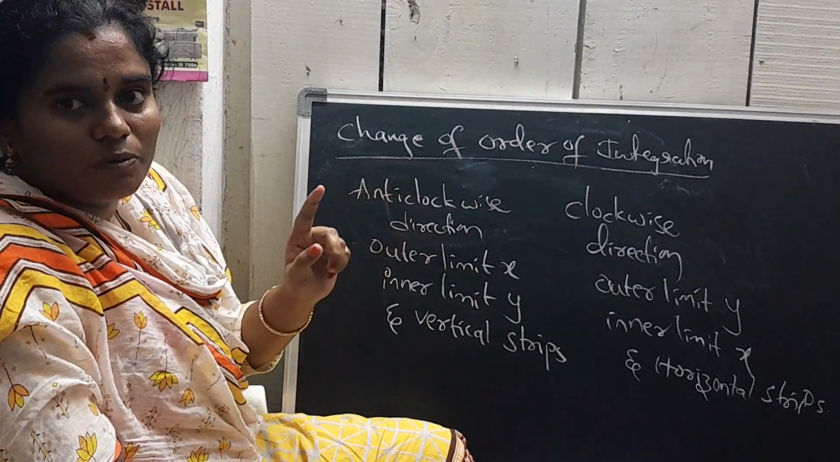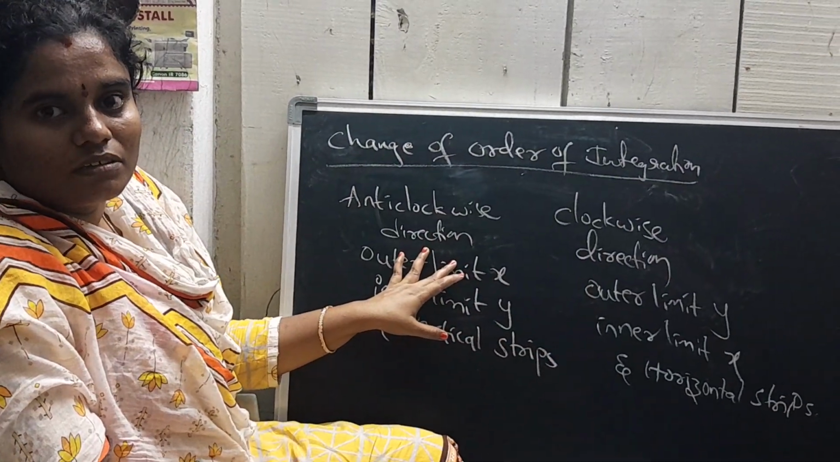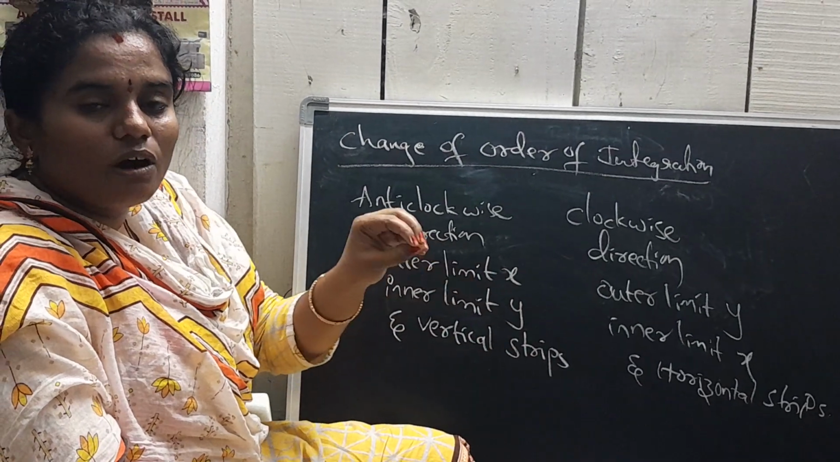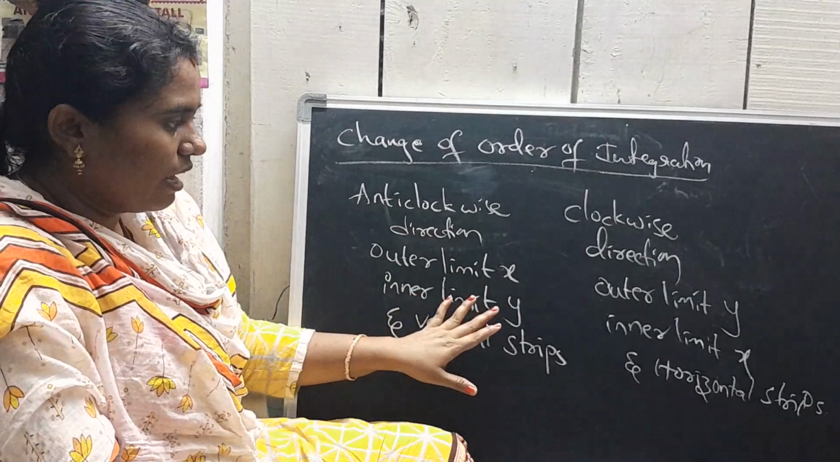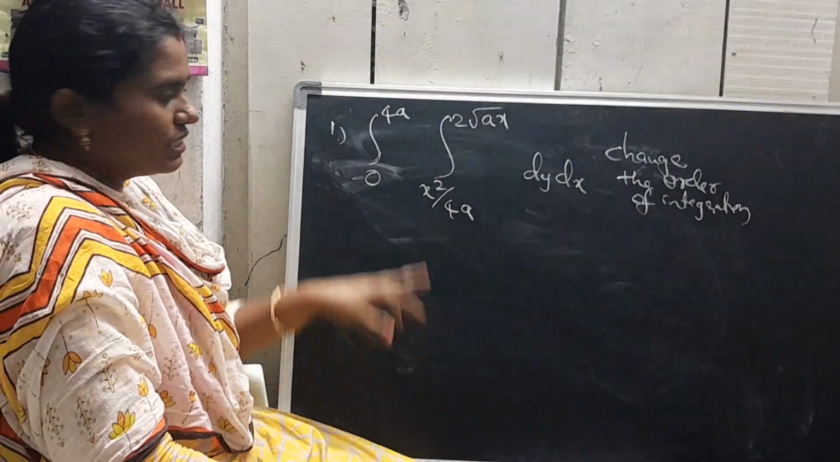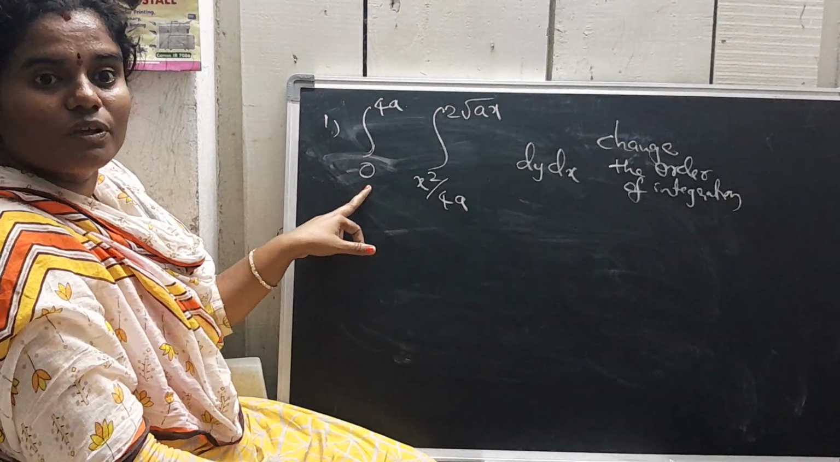First we discuss the first problem. Only the limits I will discuss. Most of the students will have doubts on the limits and how to change the order of integration. That I want to discuss now. In change of order of integration, this is the first problem. First you have to identify the limits of the problem.